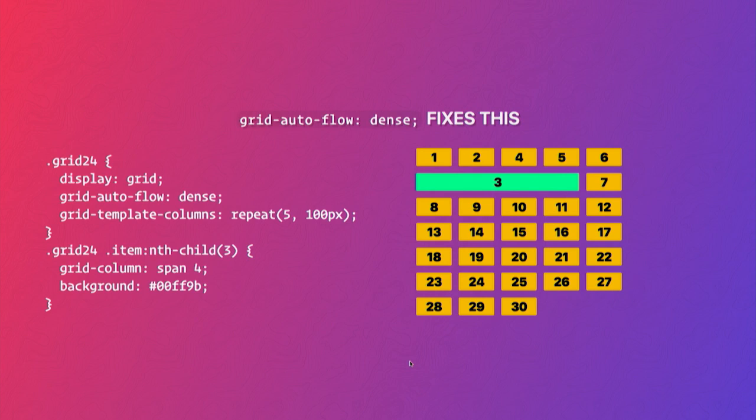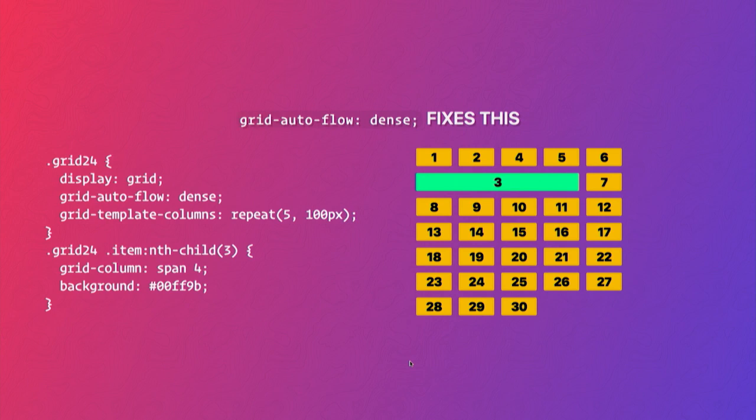So it goes to 1. It says, okay, 1 needs 1 spot. Perfect. 2 needs 1 spot. Perfect. 3 needs 4 spots. Ooh, can't fit it here. Next line. Oh, perfect. Found the spots that we need. But then we go to 4, and by default, it just looks forward. It doesn't go back. It's like the original Mario. You can't go back, right?